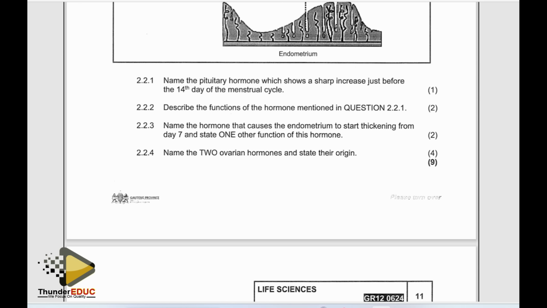All right, day 14, we said it's luteinizing hormone. Make sure that the spelling is correct. But if you wrote LH, we'll give you a mark, because this is not a terminology.